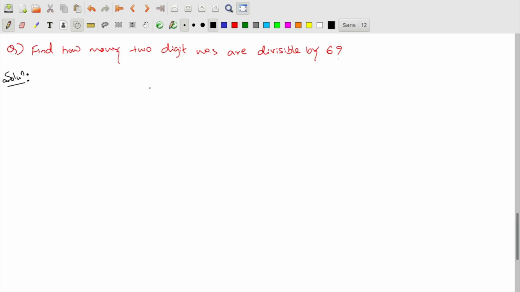Find how many two-digit numbers are divisible by 6. Okay, so we need all the two-digit numbers which are divisible by 6. You will find such questions even in your textbook also. Find the three-digit numbers divisible by 7, find the three-digit numbers divisible by 5, right? So whenever you get such questions, first take the smallest two-digit number, whether it is divisible or not. Just take the smallest and the highest two-digit number or three-digit number.